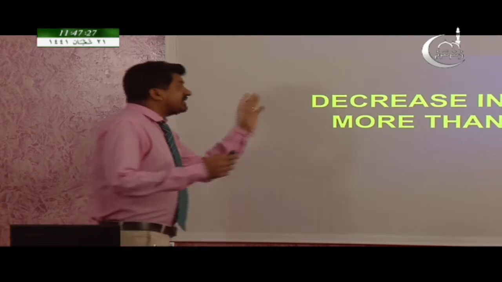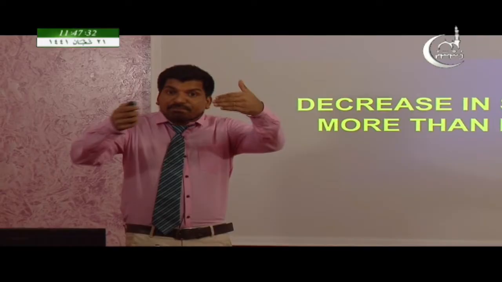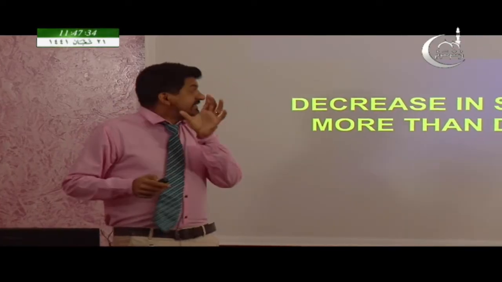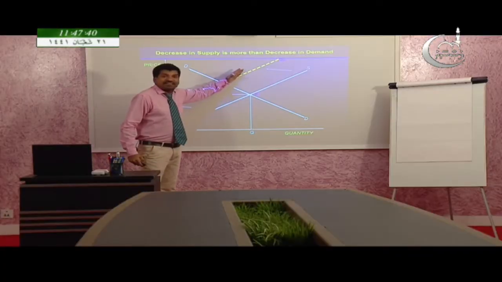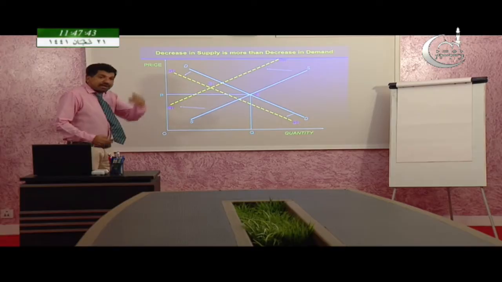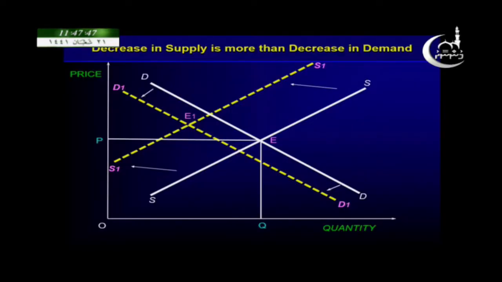And decrease in supply is more than demand. Both demand and supply are decreasing, but the decrease in supply is more. So look at this diagram. Supply decreases more, a big distance, and demand is also decreasing but small. And the new equilibrium point is formed here, that is E1. So as a result, what happened? The market price increased from P to P1 and quantity decreased from Q to Q1.